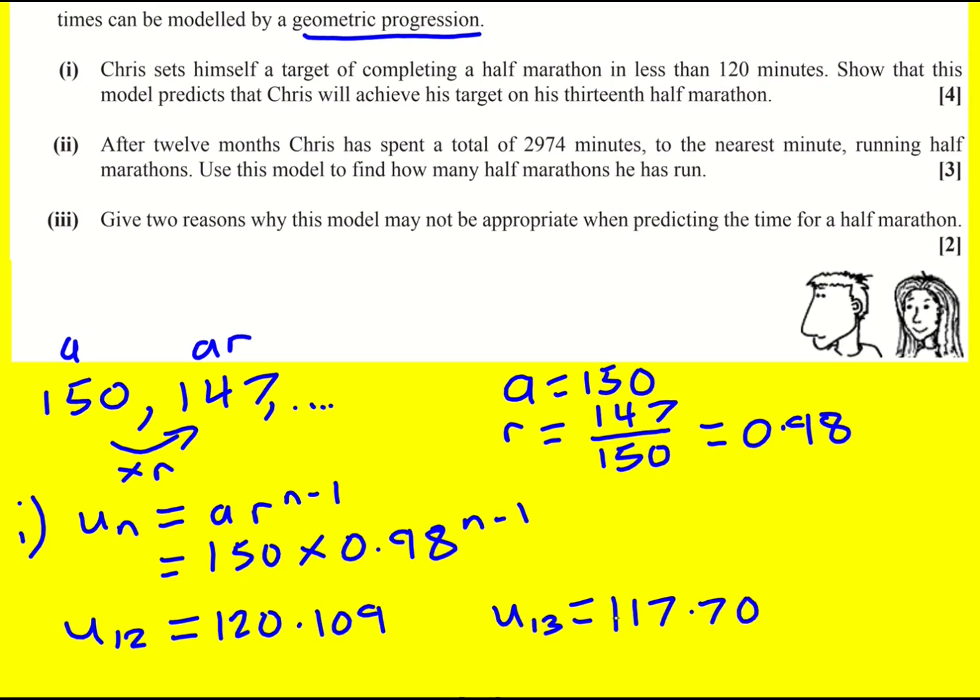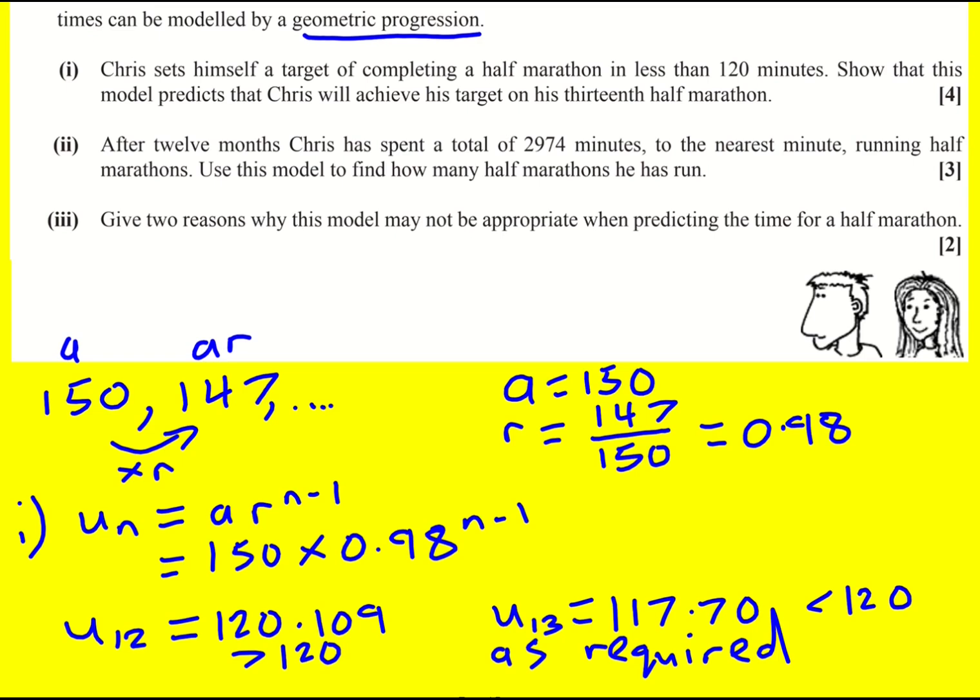I'm just going to say as required. You could write a little sentence saying, yes, this shows that Chris achieves his target after his 13th half marathon. Maybe I say that this is greater than 120, and then this is less than 120.